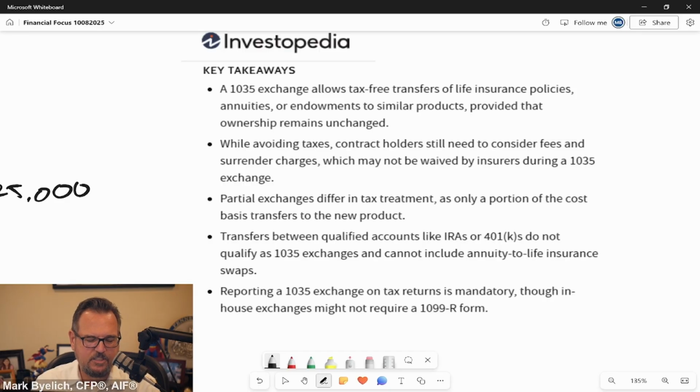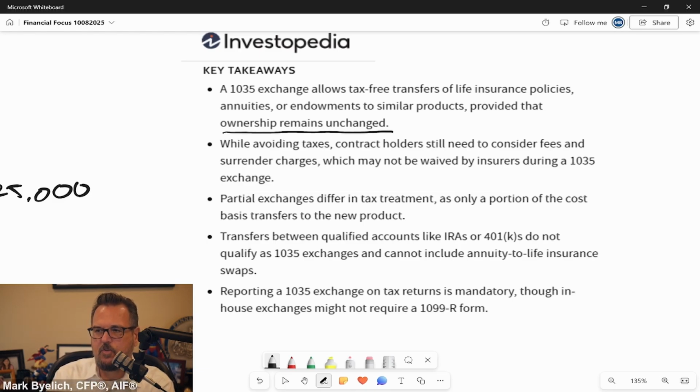A 1035 exchange allows tax-free transfers of life insurance policies, annuities, or endowments to similar products. That's that like-kind exchange, provided that ownership remains unchanged. That's important, I didn't mention that. Ownership has to remain unchanged. So it has to be, again, like-kind, and it has to be the same ownership. So I can't transfer my annuity to my kids, for example, and avoid that tax on that transfer.